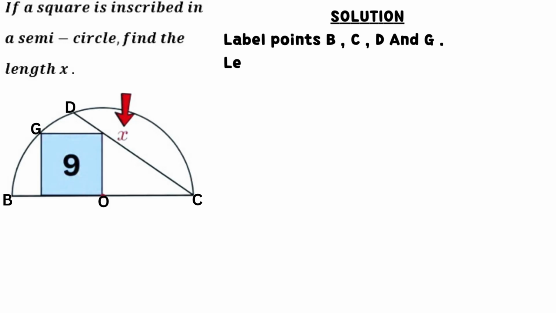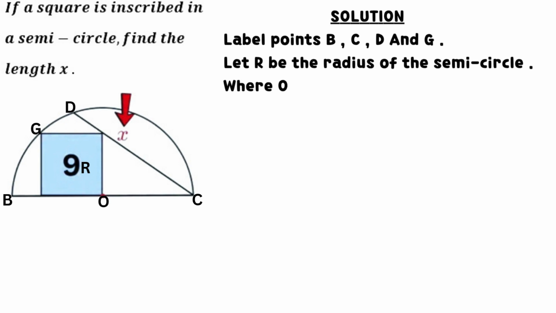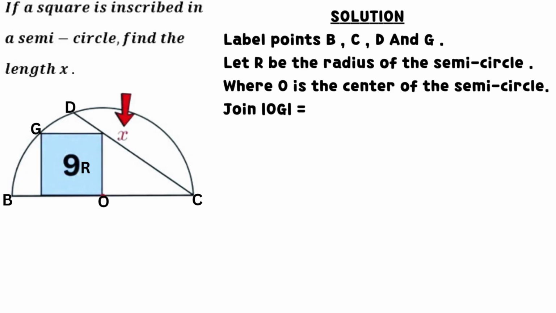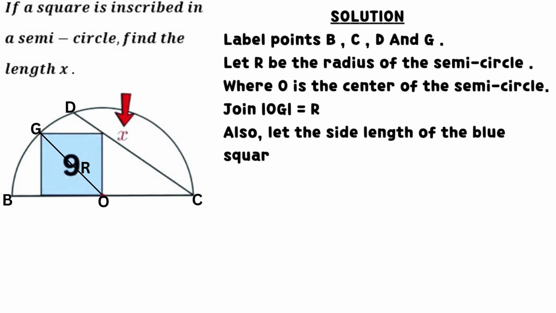Solution. Label points B, C, D, and G. Let R be the radius of the semicircle, where O is the center of the semicircle. Join O, G equals R. Also, let the side length of the blue square be Y.